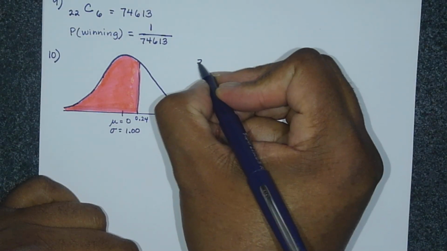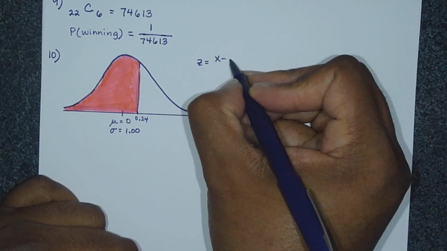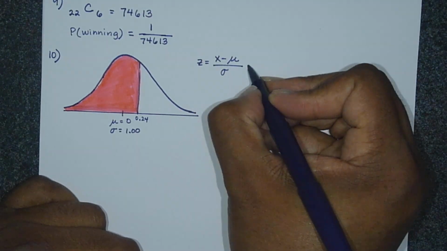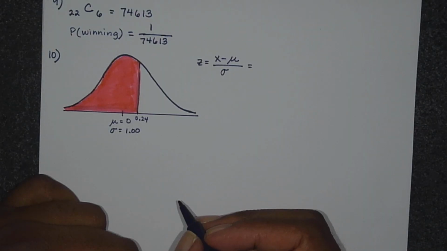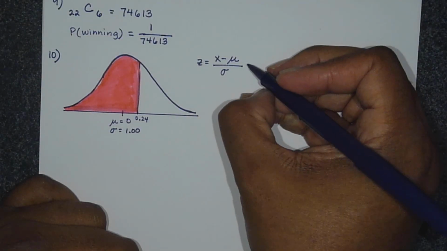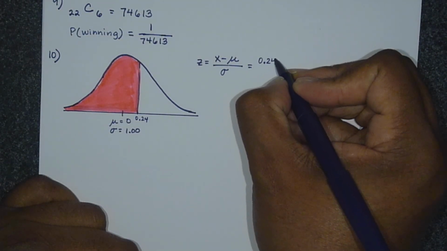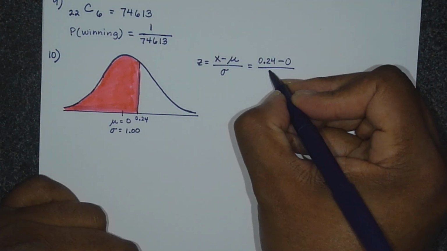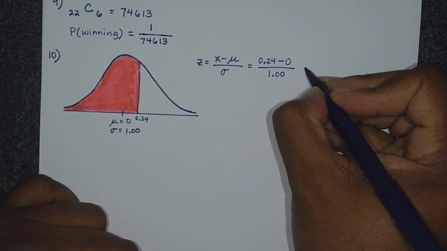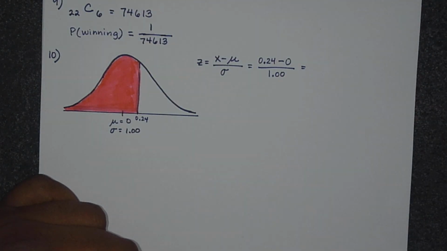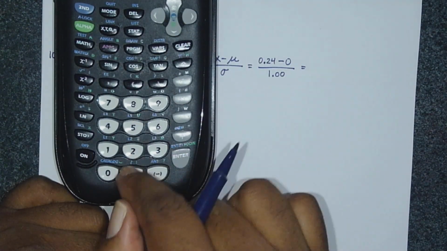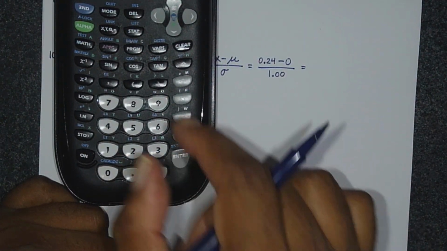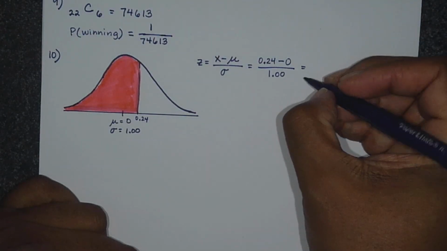And of course, if you do the z-score, it would be x minus mu divided by sigma, the standard deviation. The x was 0.24. The mu, which is your mean, is 0, divided by the standard deviation of 1.00. This is going to be quite easy, because that numerator is just 0.24 divided by 1.00, which is 0.24.